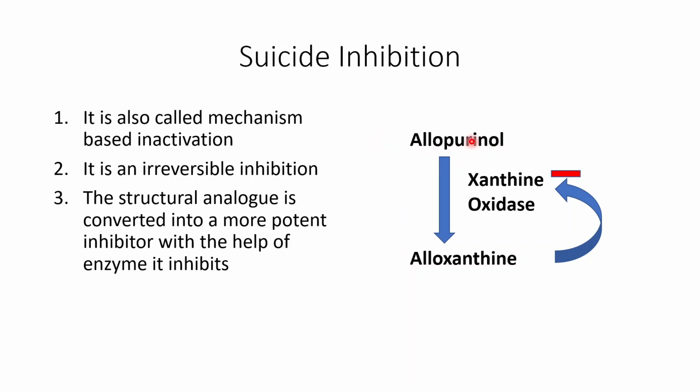For example, allopurinol inhibits the enzyme xanthine oxidase. We just saw that allopurinol is a competitive inhibitor of the enzyme xanthine oxidase. What xanthine oxidase does is convert allopurinol into alloxanthine. Now this alloxanthine is a more potent inhibitor of xanthine oxidase as compared to allopurinol. So allopurinol competitively inhibits xanthine oxidase, and xanthine oxidase also converts allopurinol into alloxanthine, which is a more potent inhibitor of xanthine oxidase. So this is an example of suicide inhibition.